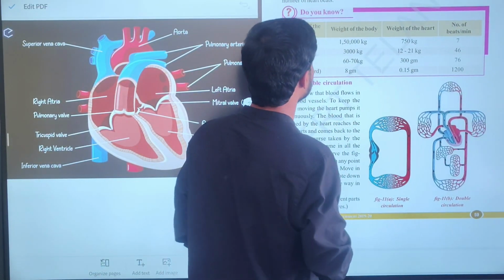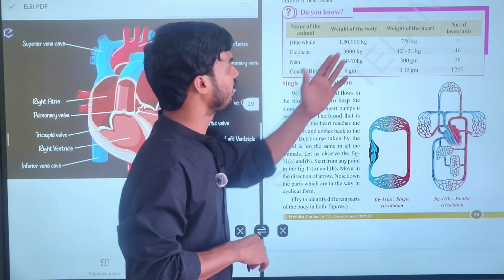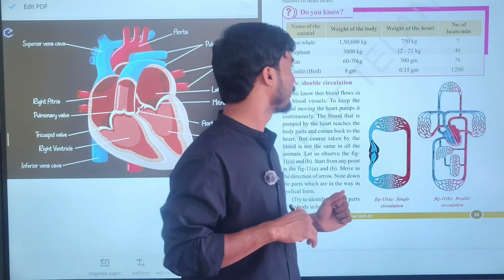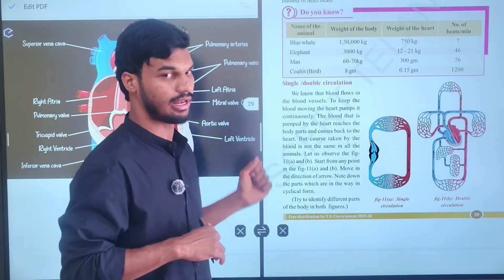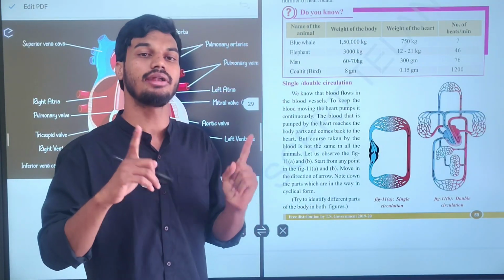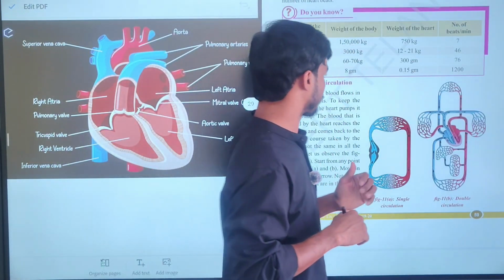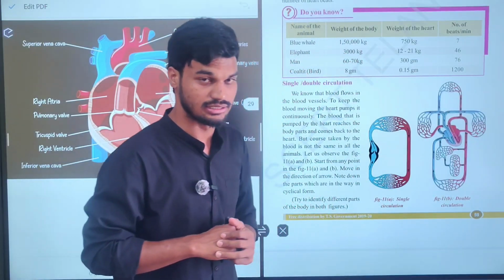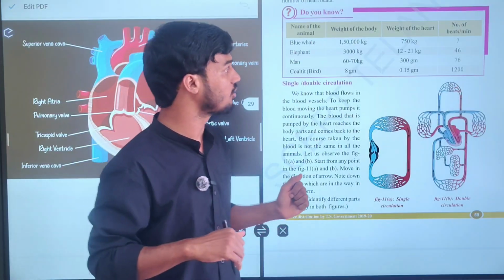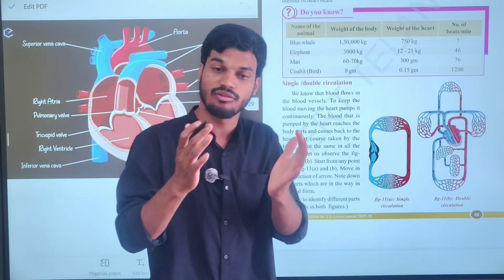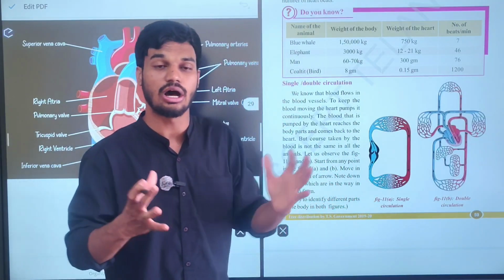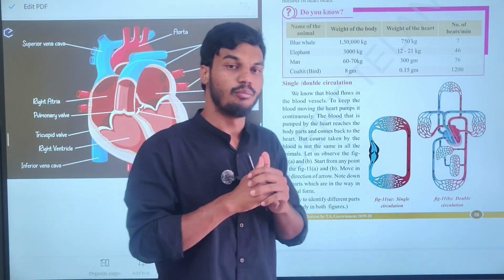And he has given the animals, the weight of the body, the weight of the heart, and the number of heartbeats per minute. Look here, we are getting the blue whale. The blue whale is the largest animal in the world. Its weight is 1,50,000 kgs. It is in lakh, okay. The weight of the blue whale's body is 1,50,000 kgs, and the weight of only the heart is 750 kgs. 750 kgs. Imagine how big the heart of the blue whale is.